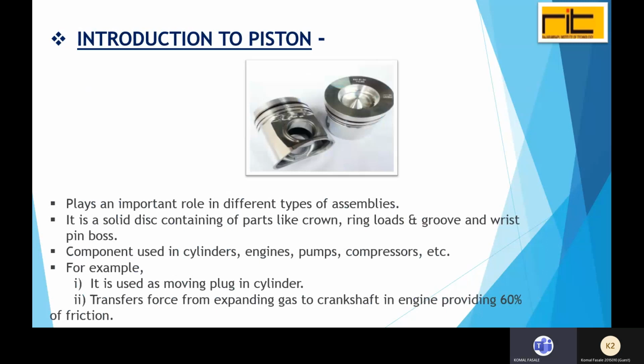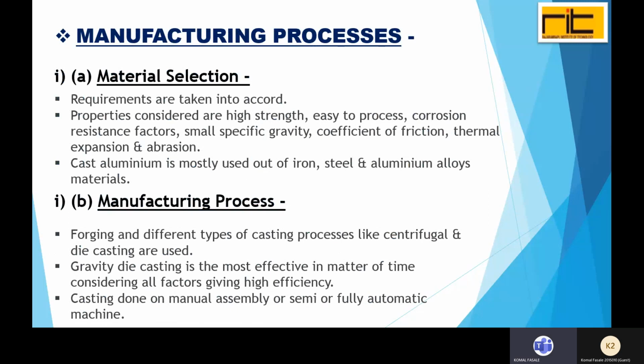Now we are going to see the detailed information about the processes involved in the manufacturing of a piston, which is as follows. The first one is material selection. The piston contributes to the overall performance of the engine. Thus, the material for the piston is selected considering requirements like high strength range, small specific gravity, coefficient of friction, abrasion, corrosion resistance, ease of processing, and low coefficient of thermal expansion.